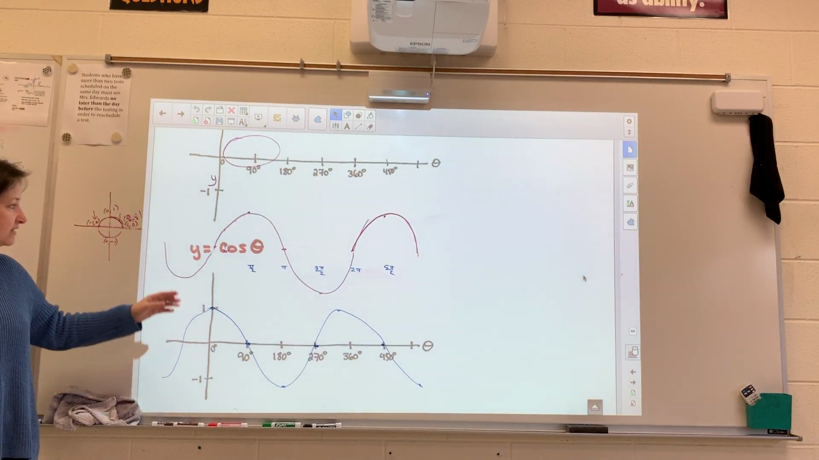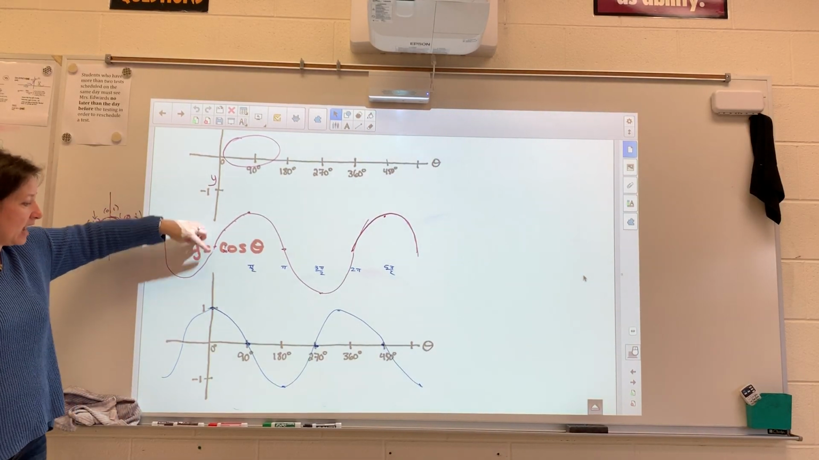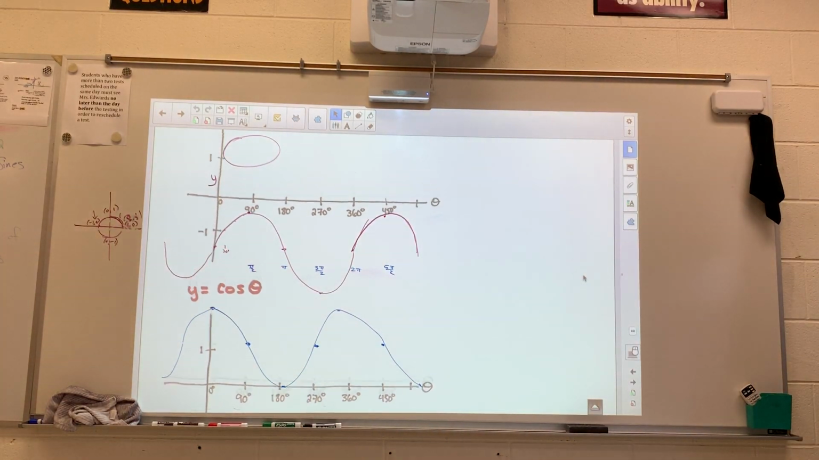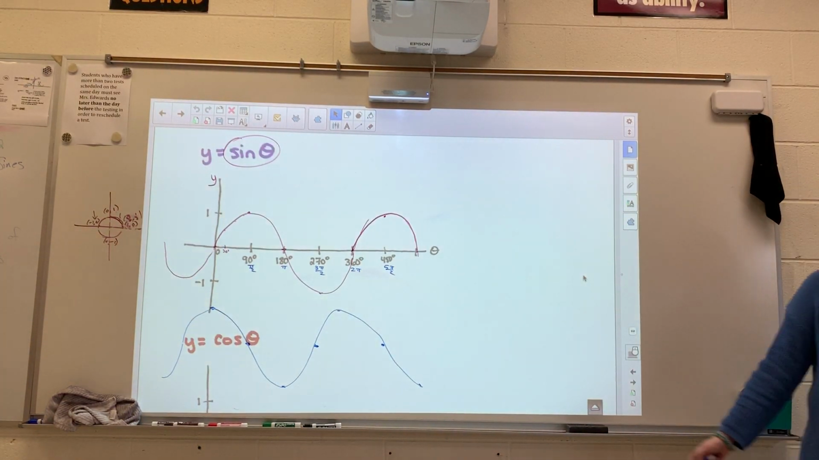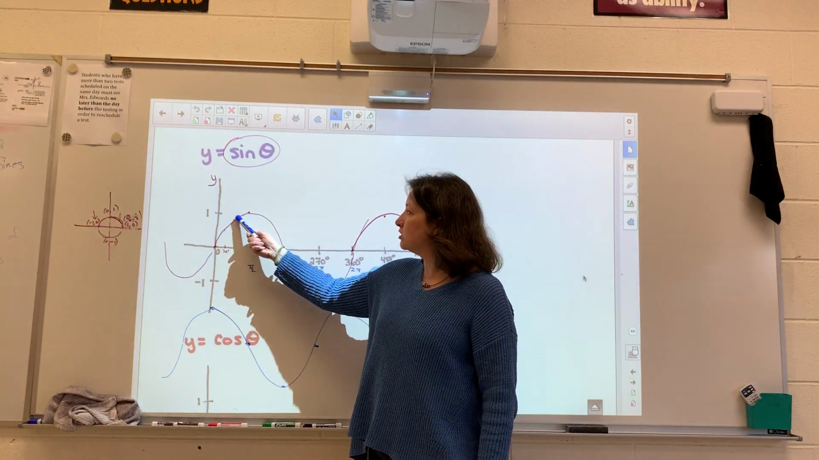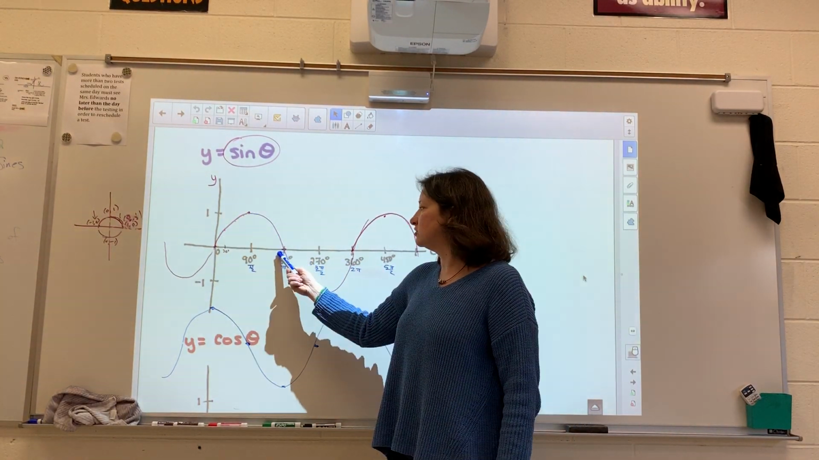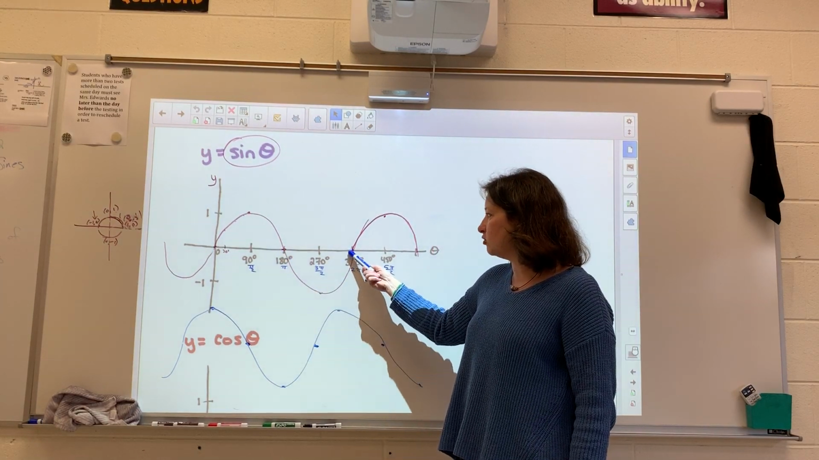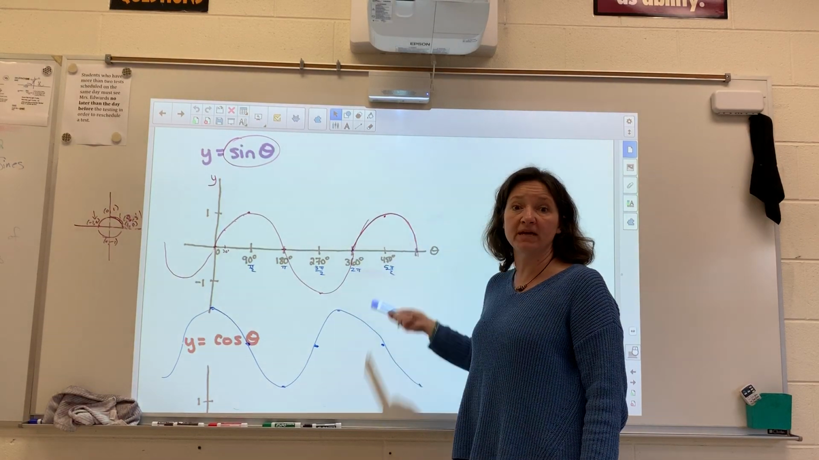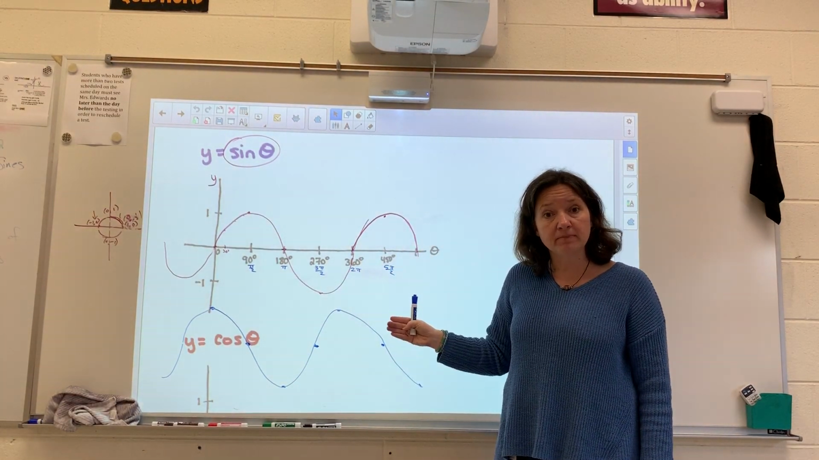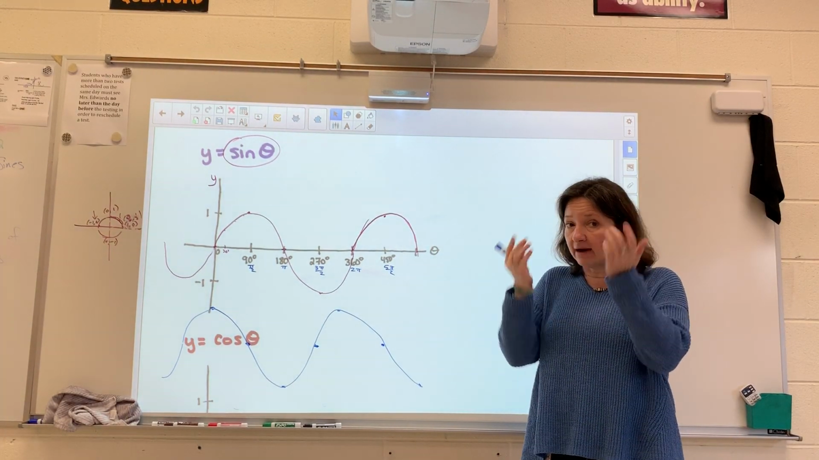So cosine, sine, what do we have to remember? Let me go back to the sine curve. Sine always starts at 0, 0. The sine curve starts at 0, 0, goes up to 1 at 90, goes back to 0 at 180, goes down to -1 at 270, goes back to 0 at 360, and then repeats itself. You have to learn this parent curve. You will need to be able to draw it from memory, not from notes.